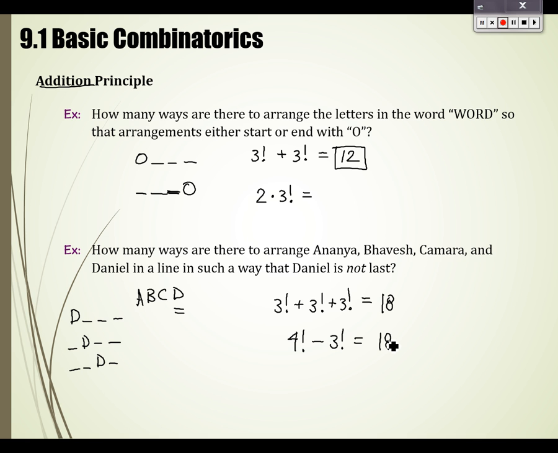Because 4 factorial is the number of arrangements of these 4 people without any restriction. And then we just need to subtract off the one case that we didn't want, and that has 3 factorial arrangements. You see where that comes from? Beautiful, right?